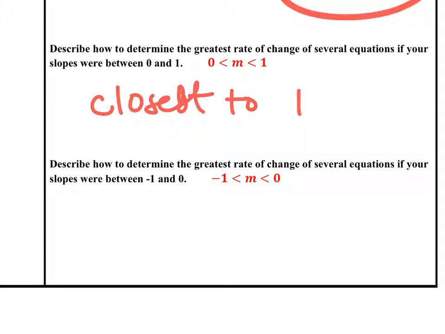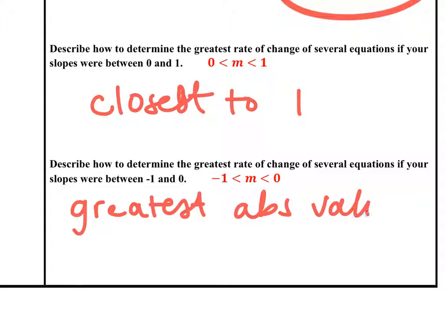So the one right below that, if you're between -1 and 0, what Xander said is correct. Whichever has the greatest absolute value. In other words, whichever one is closer to -1, right?